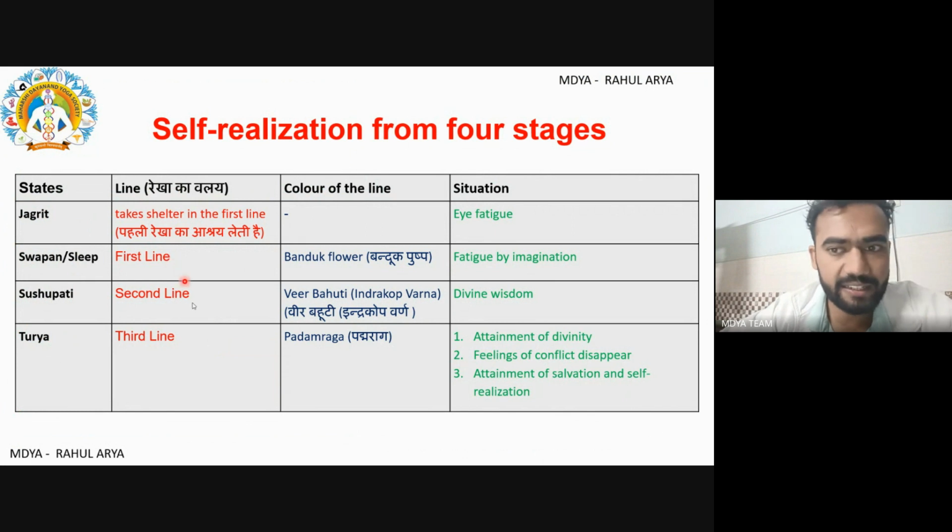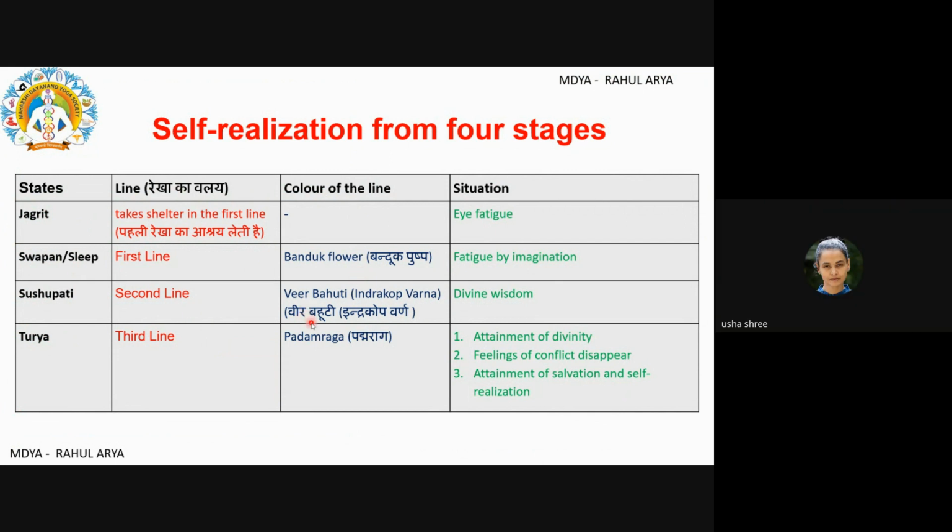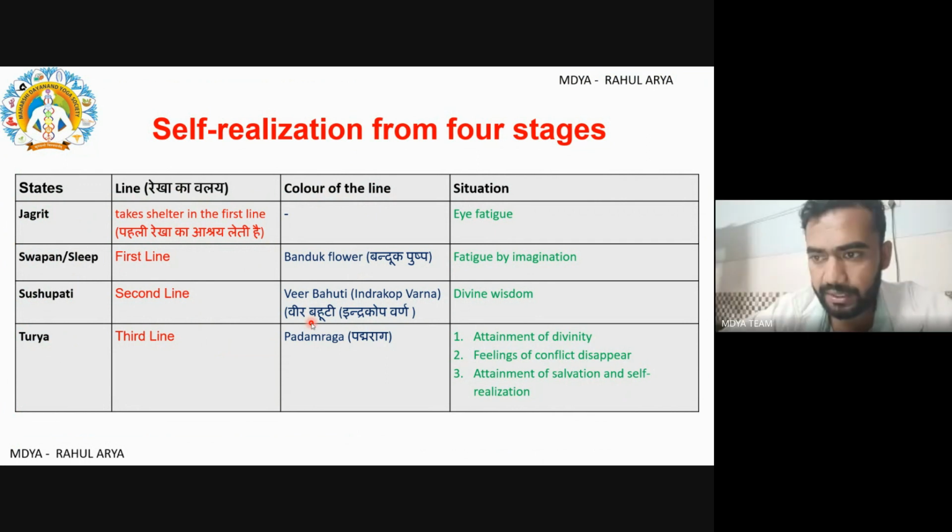Swapna was the first line. Susupti was the second line. Turiya was the third line. Jagrati, no color here. Swapna, Banduk Pushpa color. It is Banduk flower. I don't know which color Banduk flower it is. I think it is red, we read about the Banduk flower. Check it. And the Susupti state is the Veer Bahuti, Indrakopavarna. And the fourth one, Turiya, is Padmaraga.